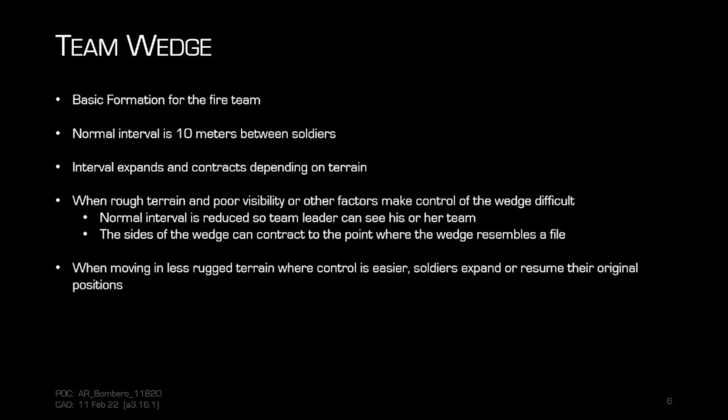So the sides of that wedge can contract to the point where it's almost a file. And a file is just a line. You're standing in it like you're in line at the grocery store, but a line is actually something different, and we'll talk about that also. So a file is just one behind the other. So when moving in less rugged terrain where control is easier, you can expand that out.